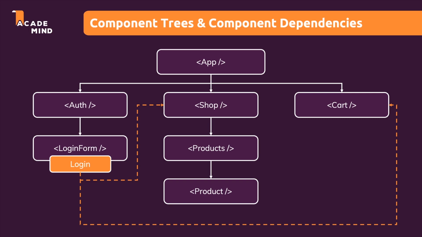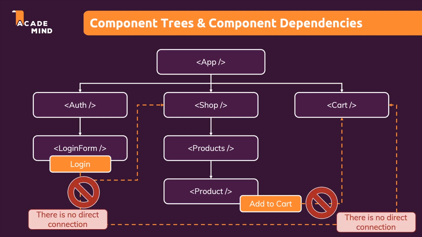And we have something similar. Let's say the user adds a product to the cart. We need that information in the cart component to show the product there, for example. But since the product is a direct child of products, which is a child of shop, which is a child of app, and since the login event happens in the login form, which is a child of auth, which is a child of app, we don't have those direct connections to the other components where the data might be needed.